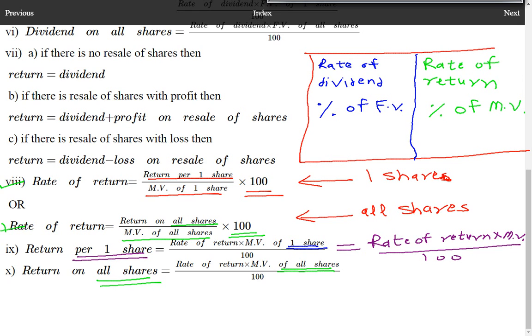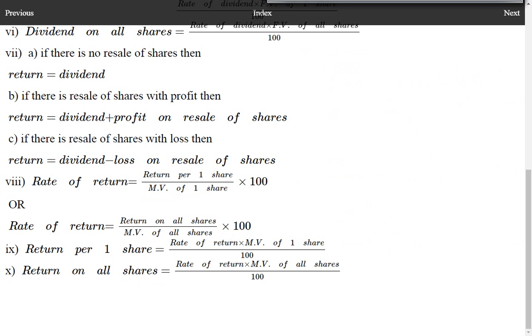So we have seen 10 different formulae for rate of dividend, rate of return, face value, market value, number of shares, and so on. I request you to go through all these formulae once before we solve examples.